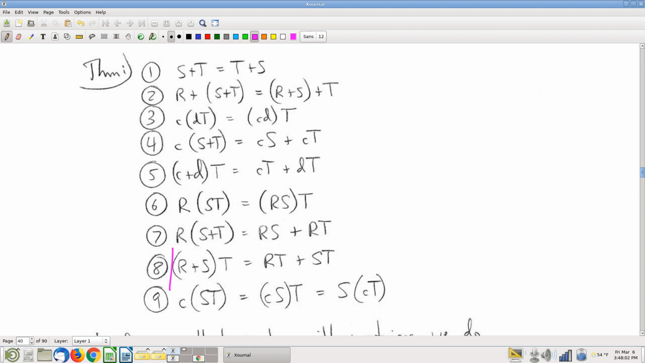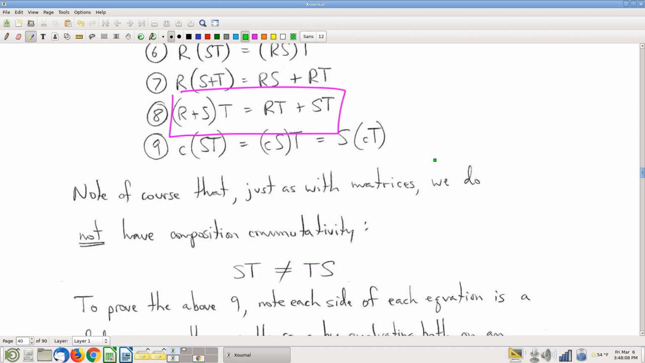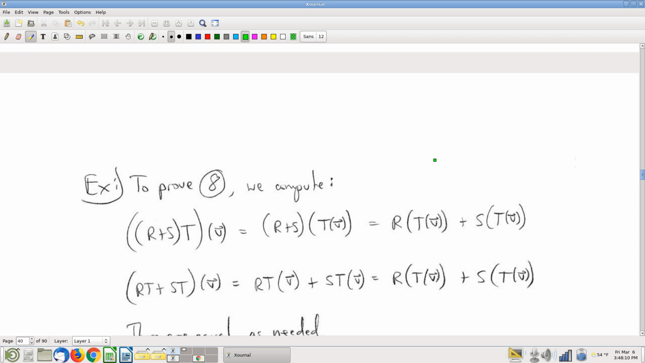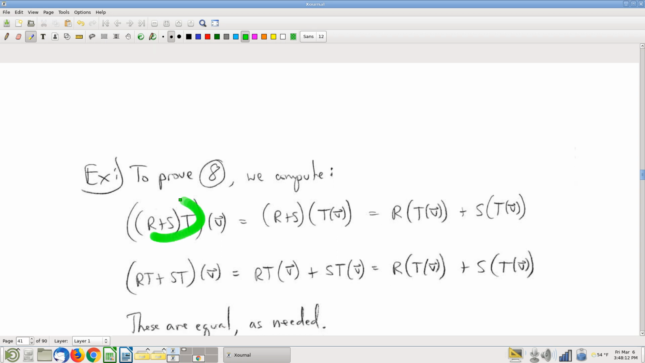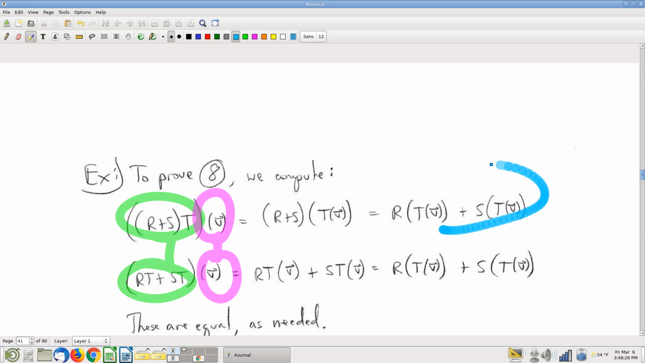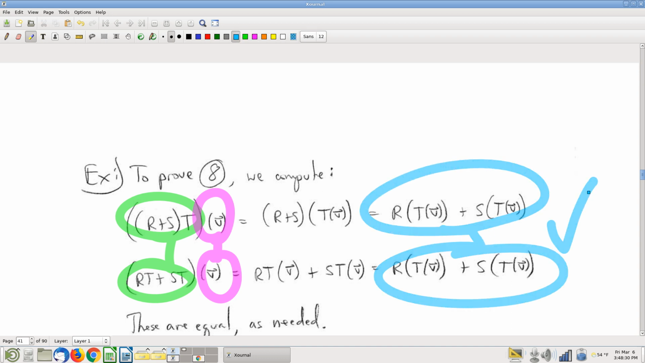Here's the one I'm going to do. I'm going to prove property number 8 here, that that's equal to that. Proof's over here on the next page. I'm going to prove that this function is equal to that function. Now, how do you prove that functions are equal to each other? You prove functions are equal to each other by showing that no matter what you plug into both of them, you always get the same thing out from both of them.